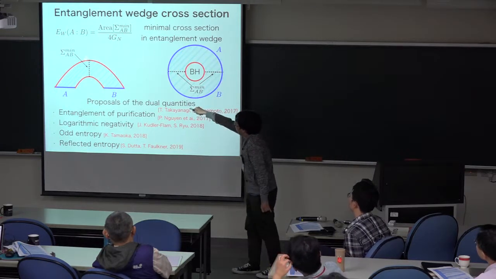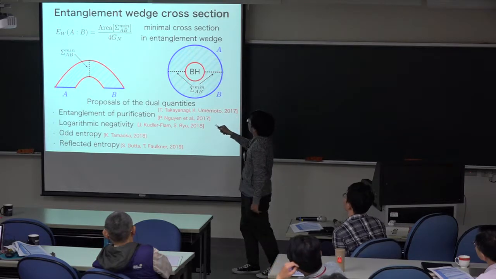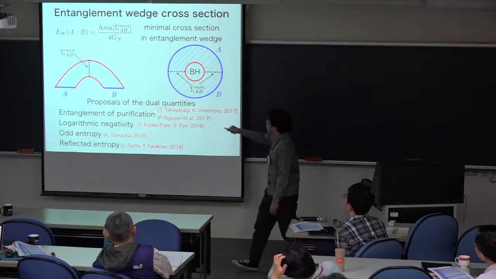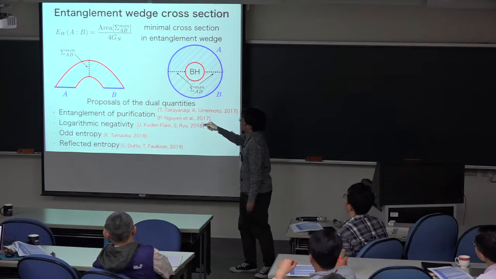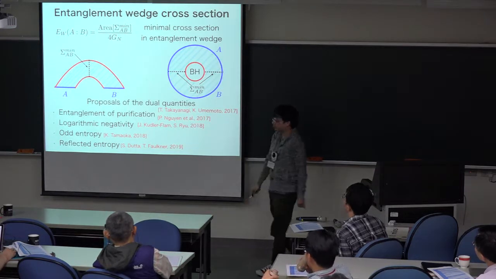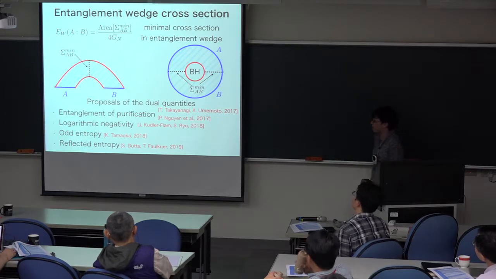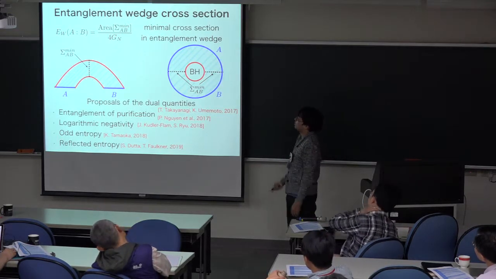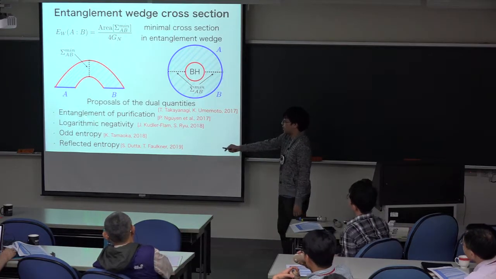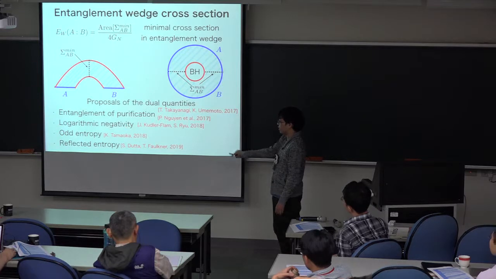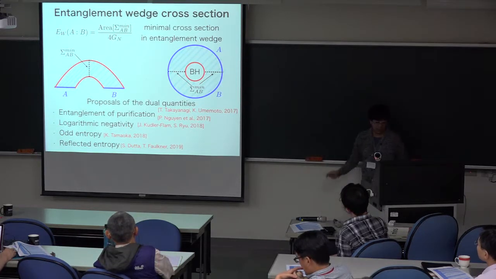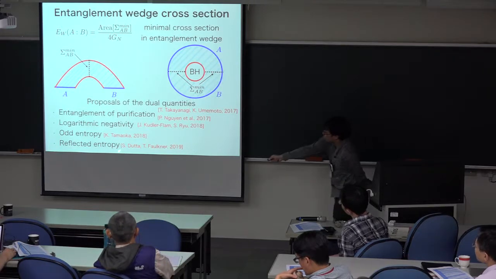The area of this dotted line corresponds to the entanglement wedge cross-section, and this surface divides the entanglement wedge into a left part, A, and a right part, B. And there are some proposals for dual quantities of the entanglement wedge cross-section on the field theory side, such as entanglement of purification, logarithmic negativity, odd entropy, and reflected entropy. Today, I will focus on this reflected entropy.